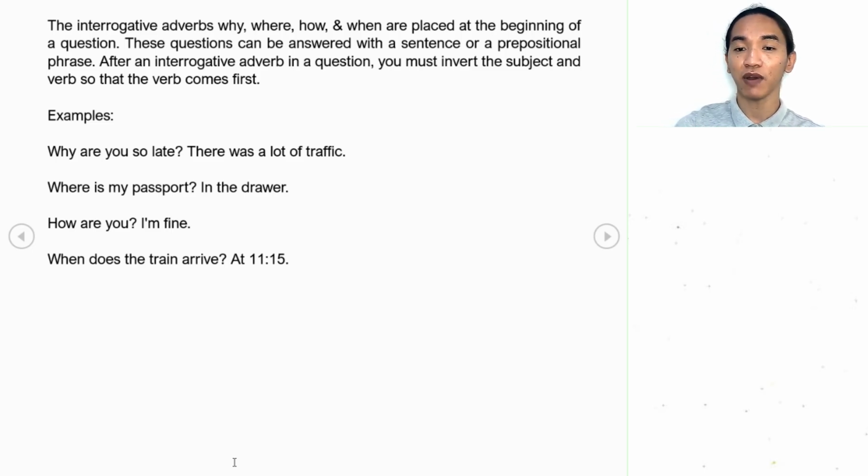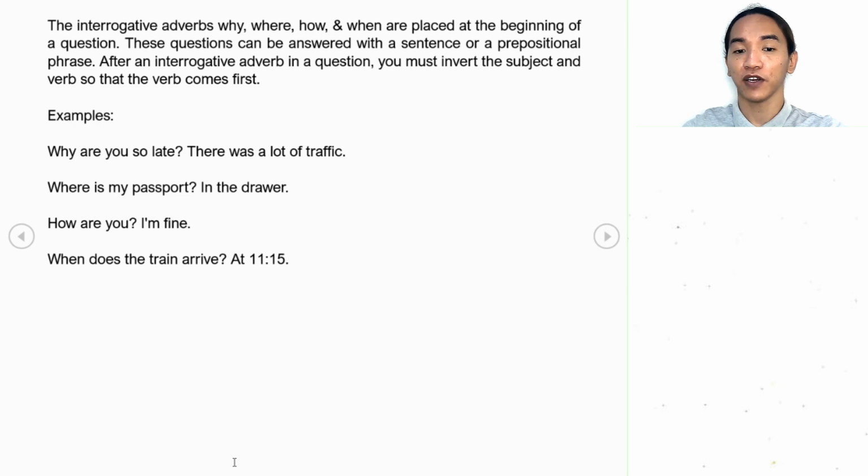After an interrogative adverb in a question, you must invert the subject and verb so that the verb comes first. So just like in a question form, WH question, and then your verb, and then the subject. In some cases, but it's not always like that. So let's see some of the examples that we have here.